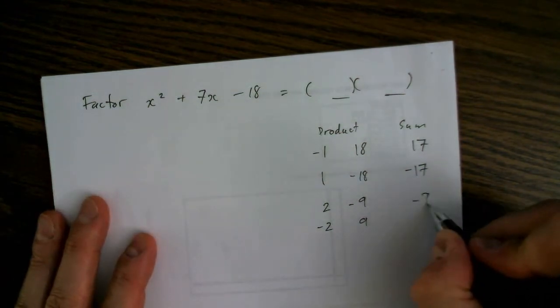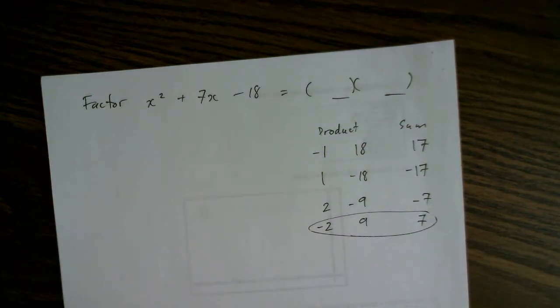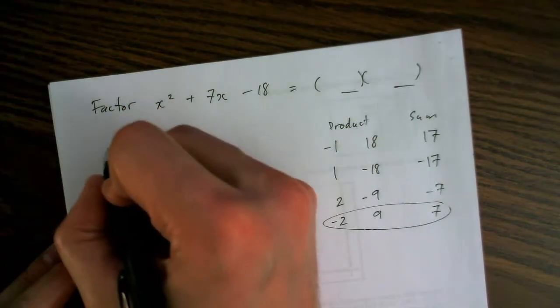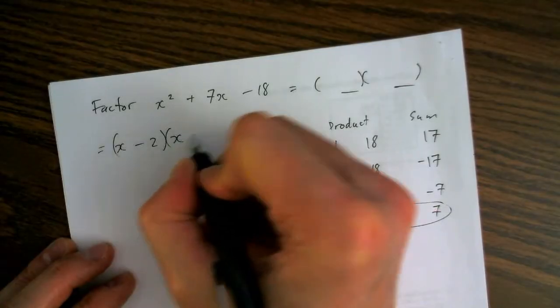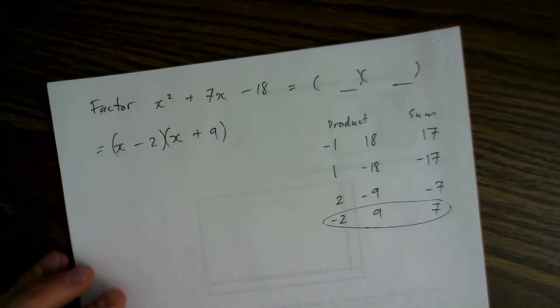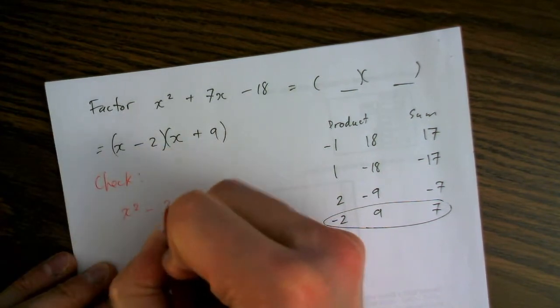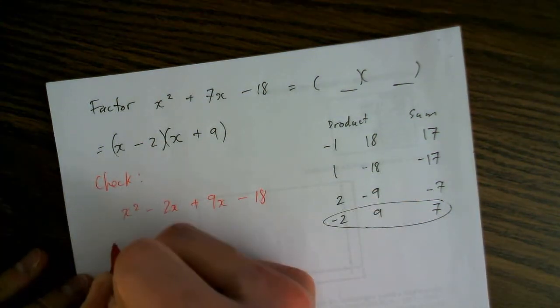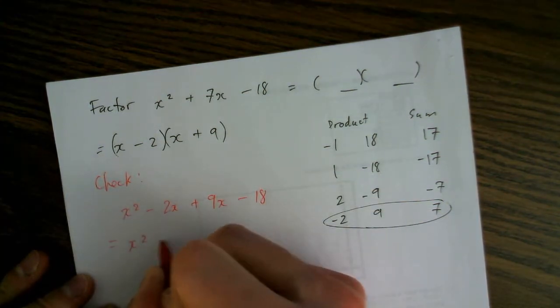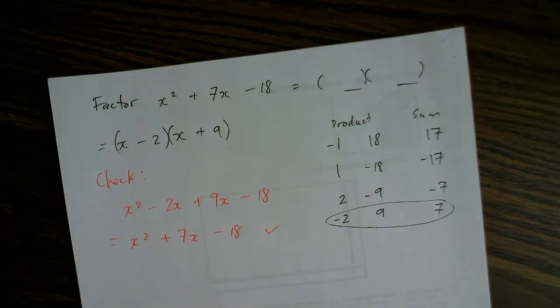So this gives us negative 17, and this gives us positive 17. So we have a pair of numbers that will work. We're going to check our answer. And we have a correct factored solution.